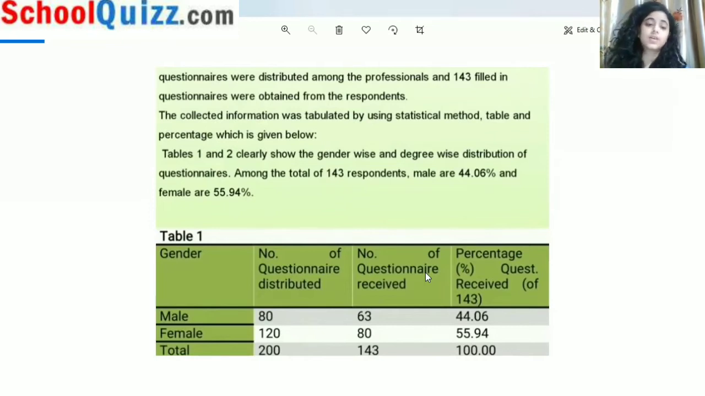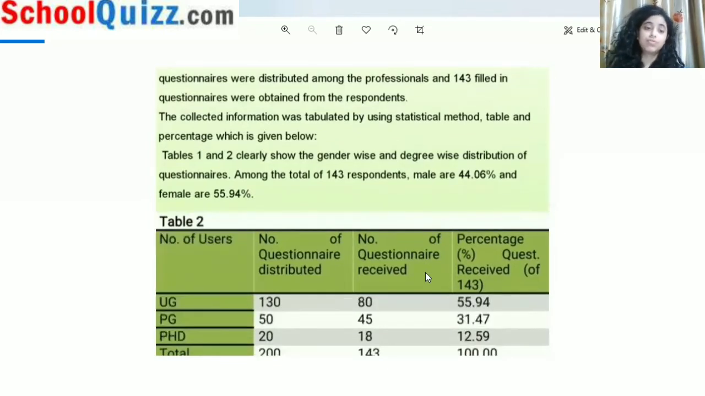Okay, so see, the number of questionnaires distributed to the males was 80, and how many have solved of them? 63 received. Out of 80, 63 were received. So there are 44%. Now in female, 120 questionnaires were distributed and 80 received, means 55.94. So overall, we have distributed 200 and we have got responses of 143 respondents. Okay. So this is table 1.